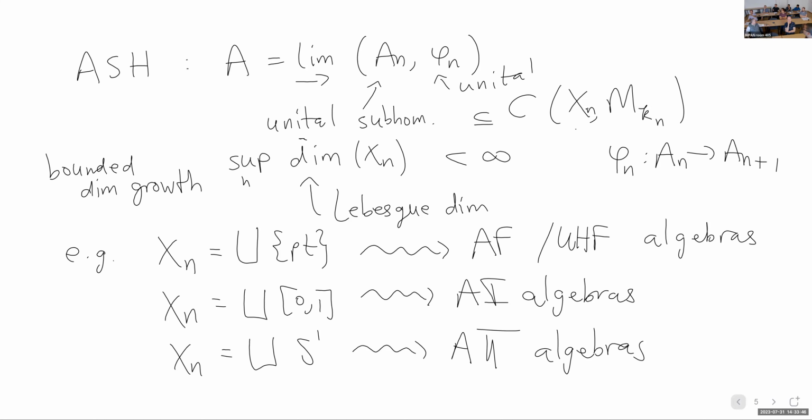What requirements are there? Bounded dimension, finite unions, and unital star homomorphisms. That's it. But I'll show you in practice what they look like. Sorry, you were saying? I was saying that because of the bounded dimension growth assumption, I think you are taking finite unions, right? Well, the dimension of an infinite collection of points is still 0. Right, this is discussed.